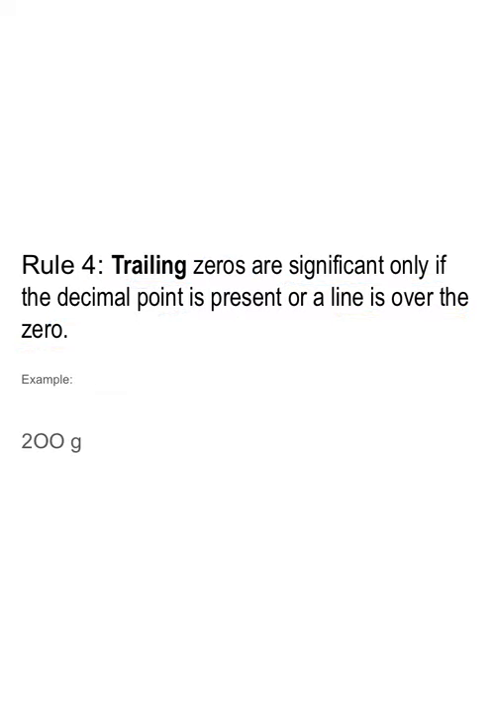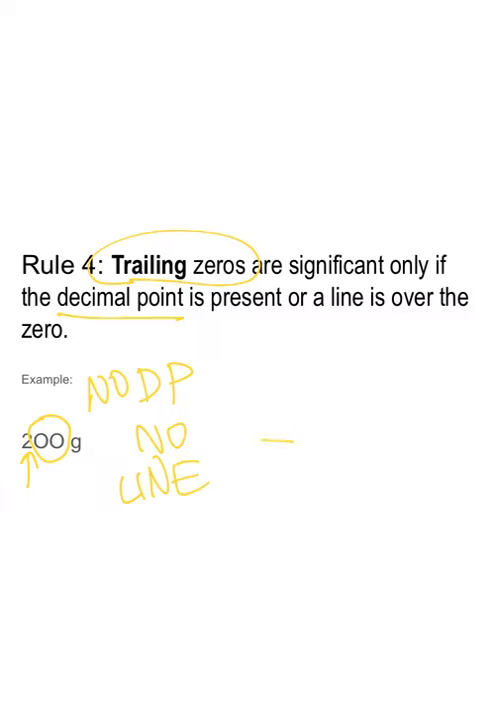So for example, here we have a measurement of 200 grams. We have 2, which is a non-zero digit. It's automatically significant. But here, these zeros are trailing zeros. And there's no decimal point. And there's no line, which means these zeros are not significant. In this number, we have 1 sig fig, and that's the 2.